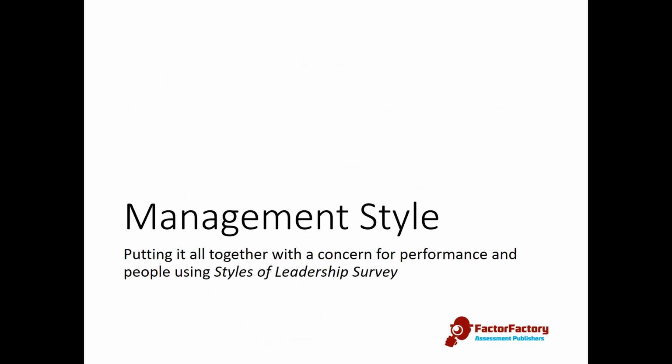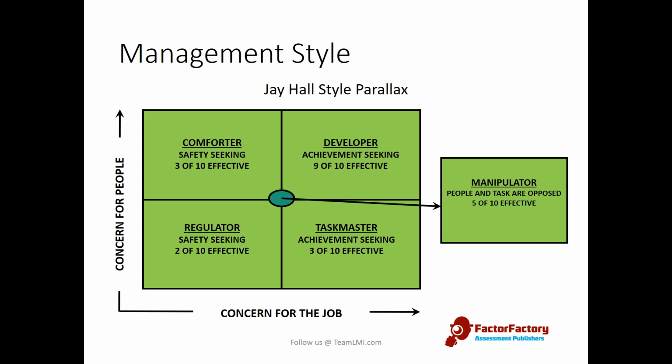So the last one that ties it all together is management style. Management style is really not necessarily one of the elements within the model, but it kind of ties the model together. What it looks at is 2 aspects of management. One is concern for people. You see that in the vertical axis on the left. And the other is concern for the job or task accomplishment.